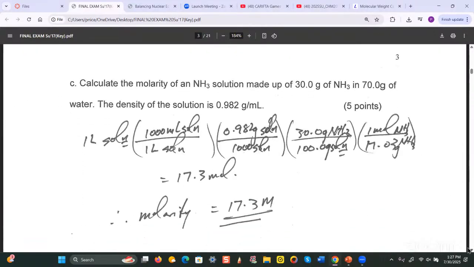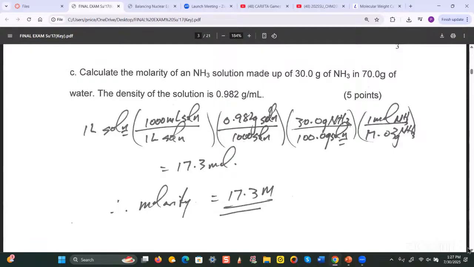Okay, so this question is asking for you to calculate the molarity of a solution made up of 30.0 grams of ammonia in 70.0 grams of water, and it gives you the density of the solution as being equal to 0.982 grams per mL, right? So the approach that I took here is that by definition, the molarity is the number of moles present of a solute in 1 liter of solution, right? So what I did was assume that, okay, let's start off with 1 liter of solution. And then based on that 1 liter, whatever the moles that we work out to get, that would be the molarity, right? So I start off with 1 liter of solution, I convert that to mL, right?